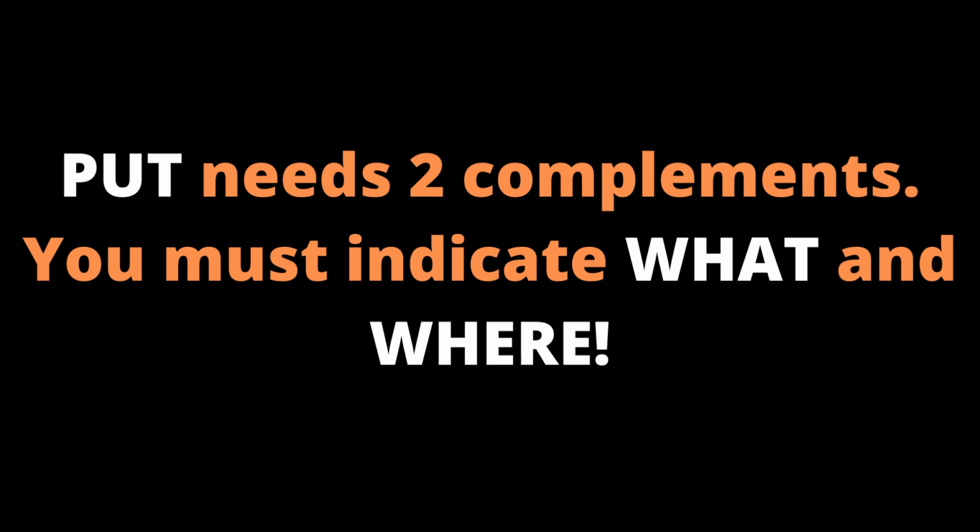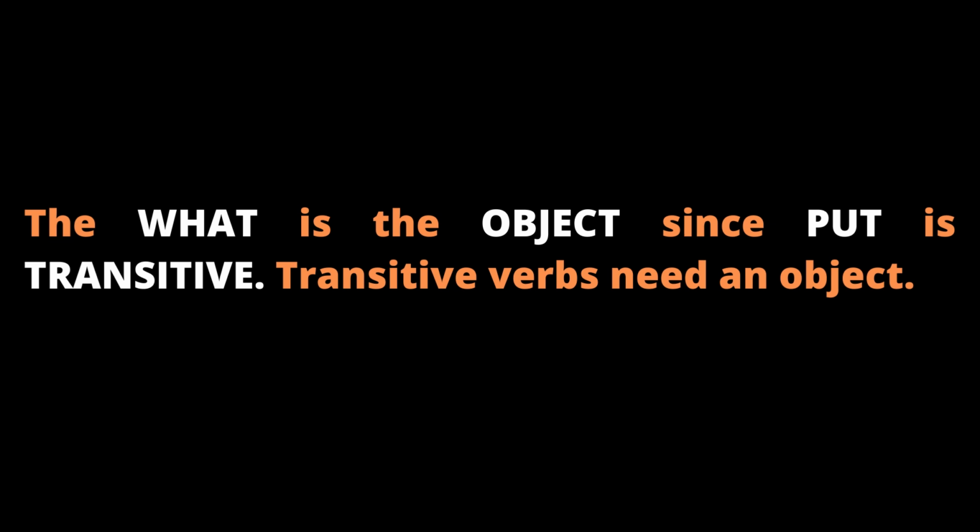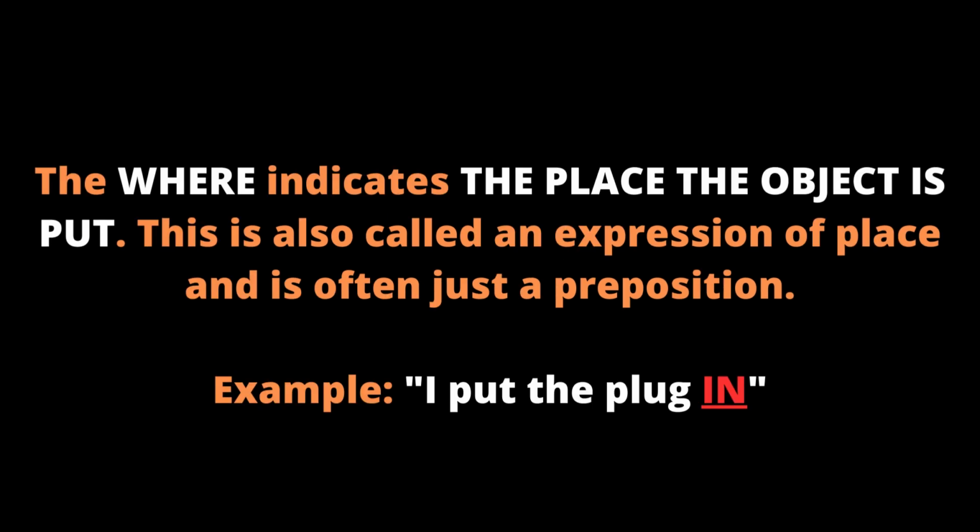So, firstly, let's talk about what. Okay, the what is the object. So, because put is a transitive verb, you must have an object. And all transitive verbs need an object. Secondly, we have the where. So the where indicates the place the object is put.